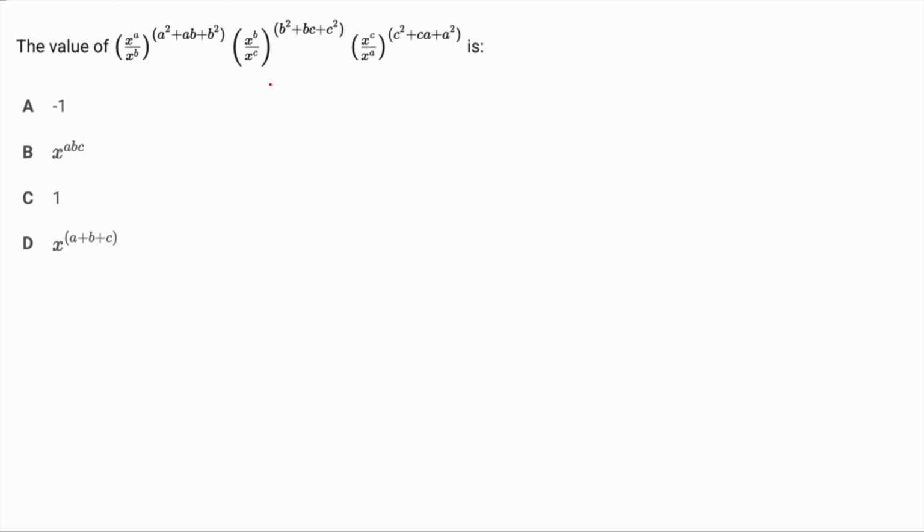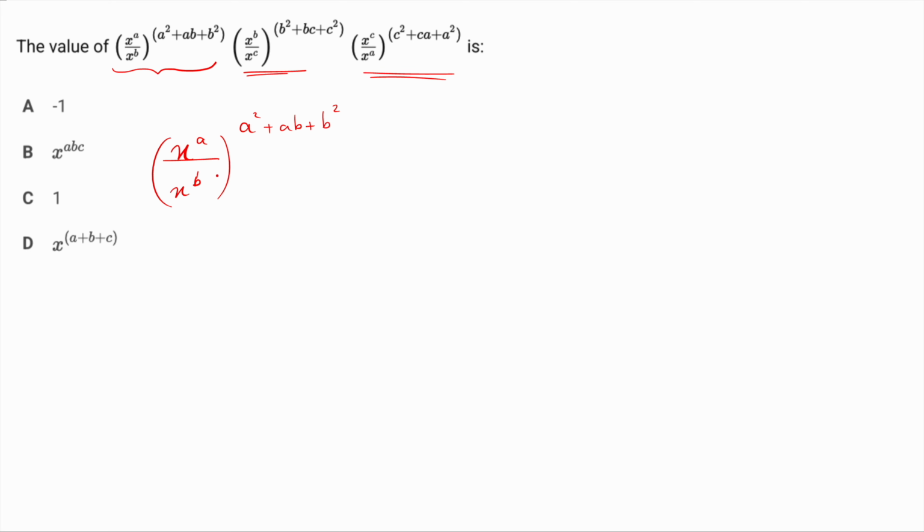All right, a very beautiful question based on indices. Let me look at the very first term here, and by symmetry we can solve the other two also. The first term here is x raised to a divided by x raised to b, and this whole thing is raised to a squared plus ab plus b squared. I'll solve the first term, and as I've said, you can obtain the next two terms by symmetry.